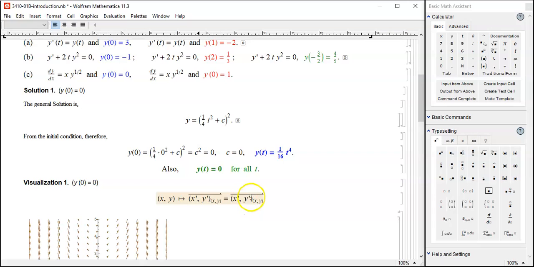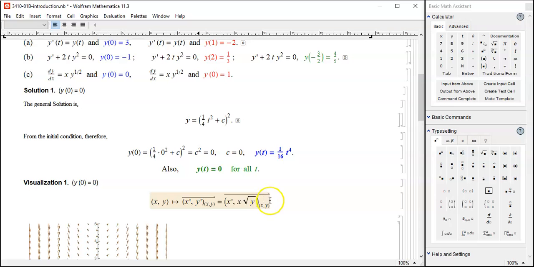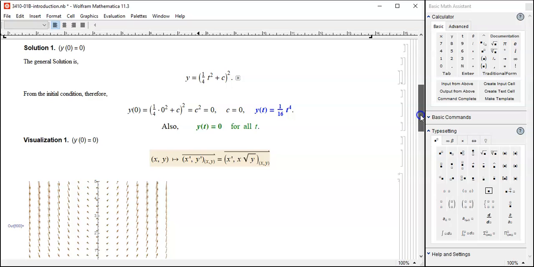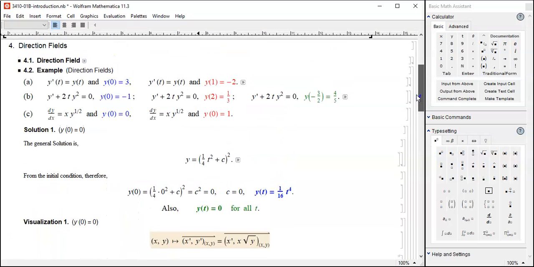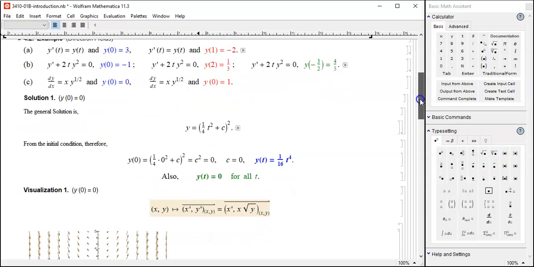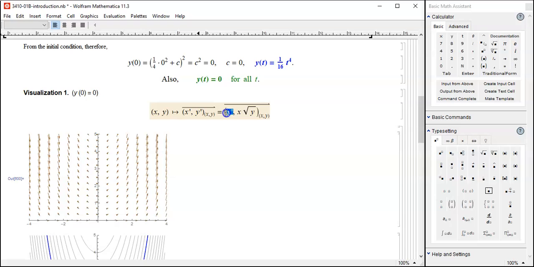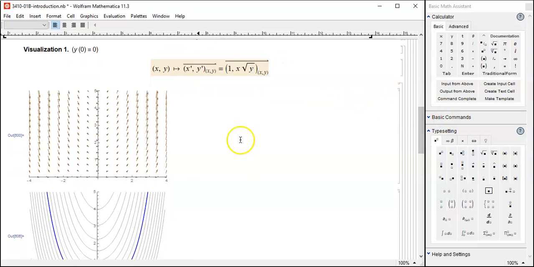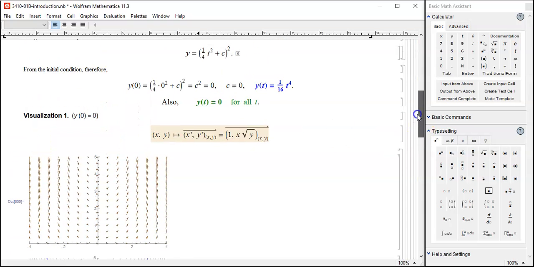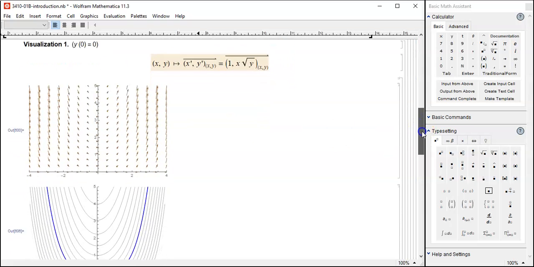X times square root of y. So this is x times square root of y. So that's the vector we have. If I take x equal to t to make it simpler, then the horizontal speed is always 1. And I made it simpler like that.